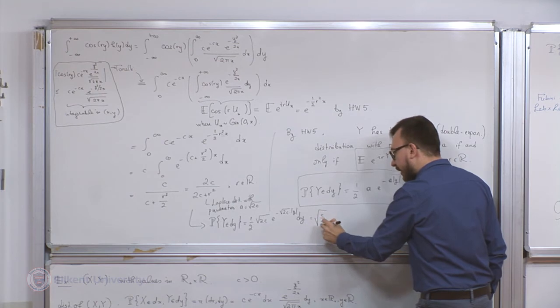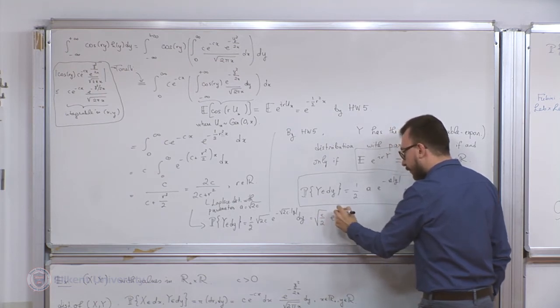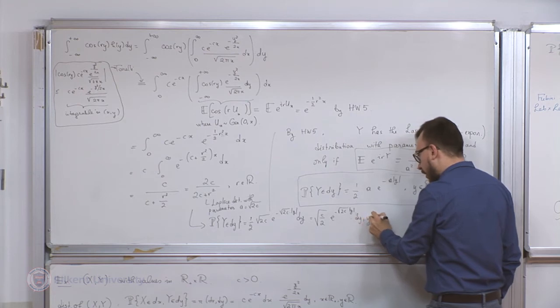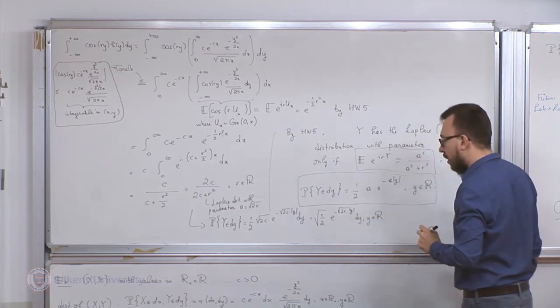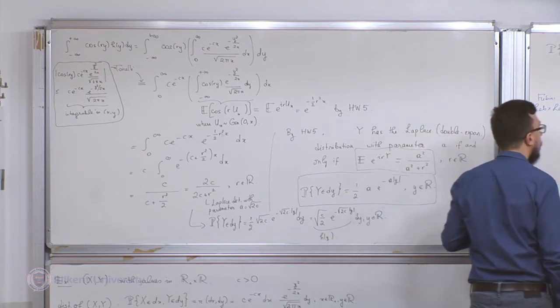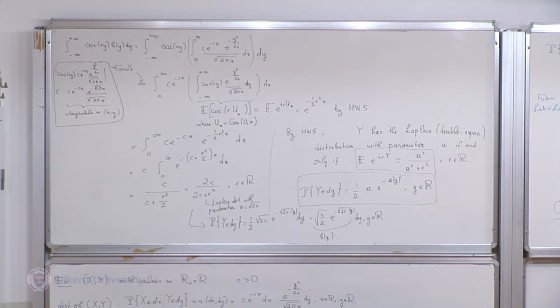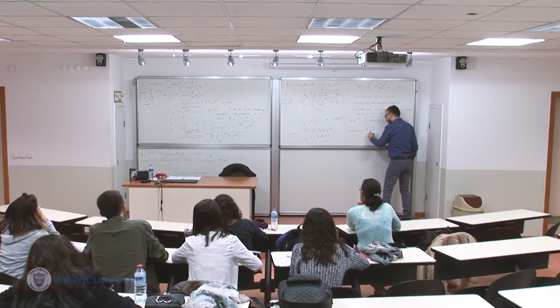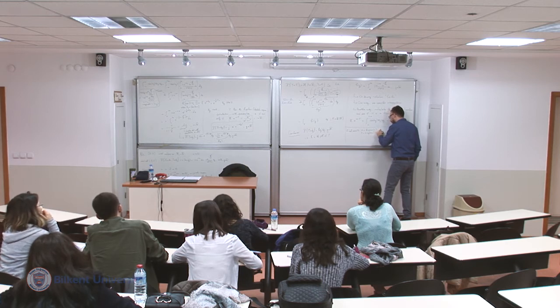So we can also rewrite it as c over 2 in square root times dy. So this is our h. Okay? Final result is that x is exponential with c, and y is Laplace with square root of 2c.